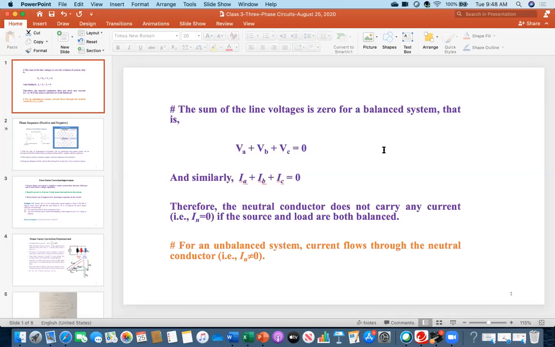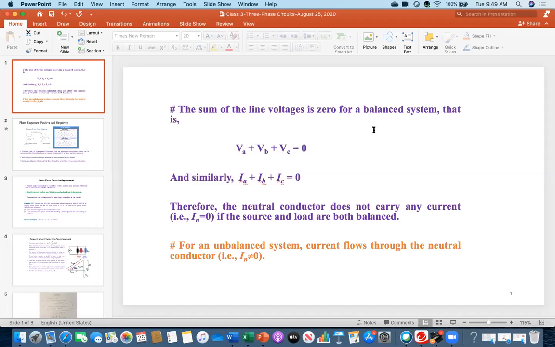You yourself can try that at home. For example, A phase has 0 phase angle, then B phase minus 120 degrees, C phase plus 120 degrees. If you sum up one at an angle of 0, plus one at an angle of minus 120, plus one at an angle of plus 120, you should get 0 if you use rectangular to polar, polar to rectangular conversion. That is the meaning. So keep that in mind for a balanced system.